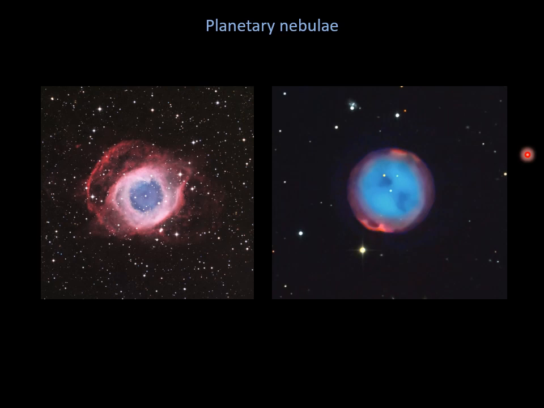These are the hottest known stars in the universe, and they create fascinating, beautiful, colorful, and short-lived objects, usually roundish, like planet-shaped, hence the name. But most interestingly, this process will be the fate of our own sun.